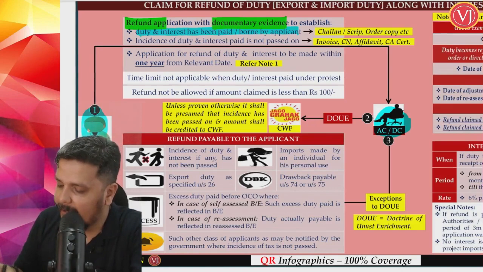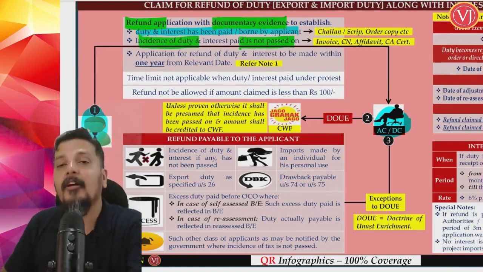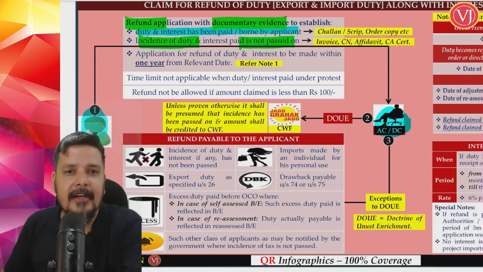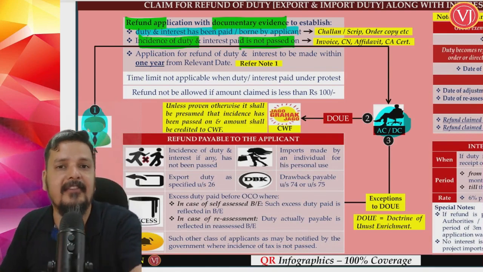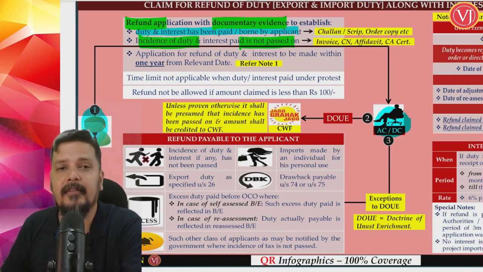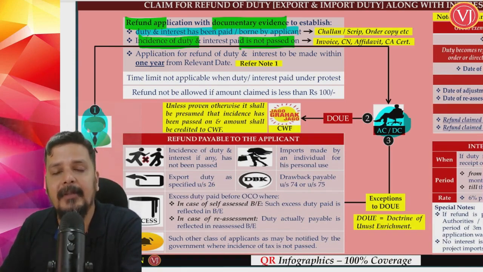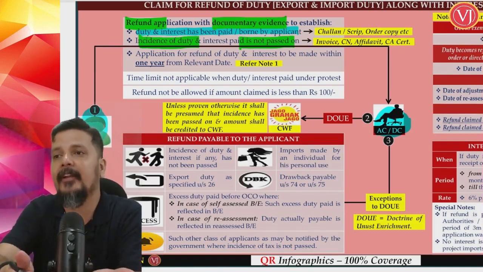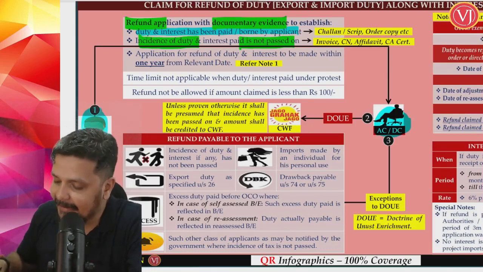Plus, I have to prove that I have not passed on the burden. Maybe I will say that initially I passed on the burden, then I reversed it by giving a credit note, or I may get an affidavit from the customer that I have not passed on the burden. A CA certificate per se will not be valid. A CA certificate is supporting evidence, not the main evidence. It can be along with your credit note for reversal of tax against the customer and the affidavit of the customer. The credit note to the customer and the affidavit of the customer are the primary evidence. The CA certificate is secondary evidence.